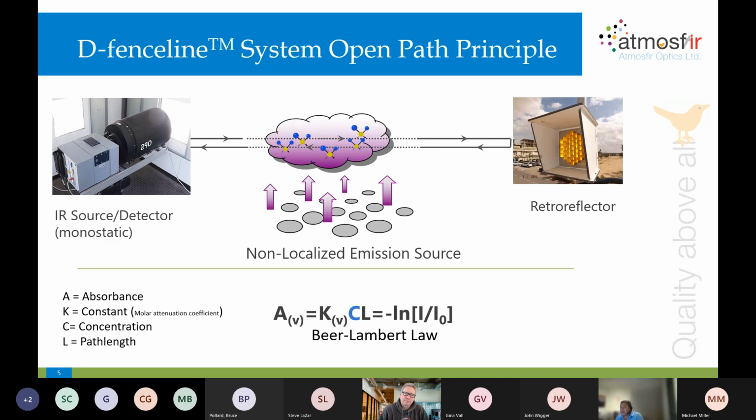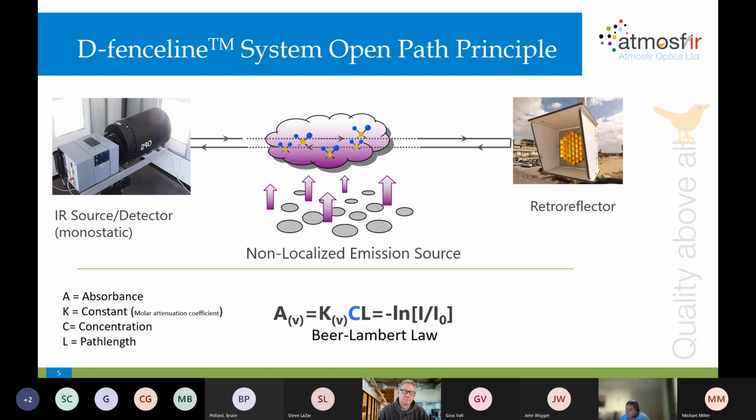So what is the principle of an open path system? What we see in this picture is a monostatic configuration. In this picture we can see an FTIR, but the same goes for UV DOAS. We use two laws. The first is the Beer-Lambert law, which says the absorption equals a constant multiplied by the concentration and the path length. We can measure the path length between our IR or UV source and the retroreflector, so we know the path.